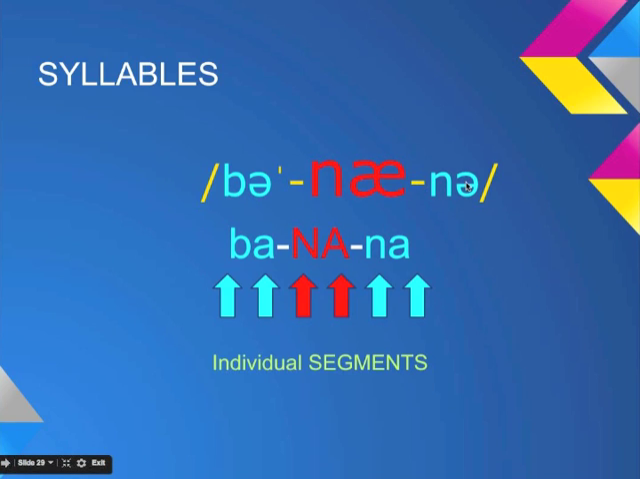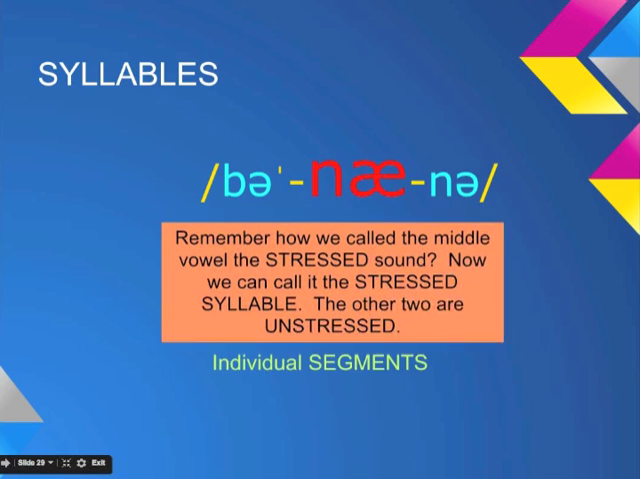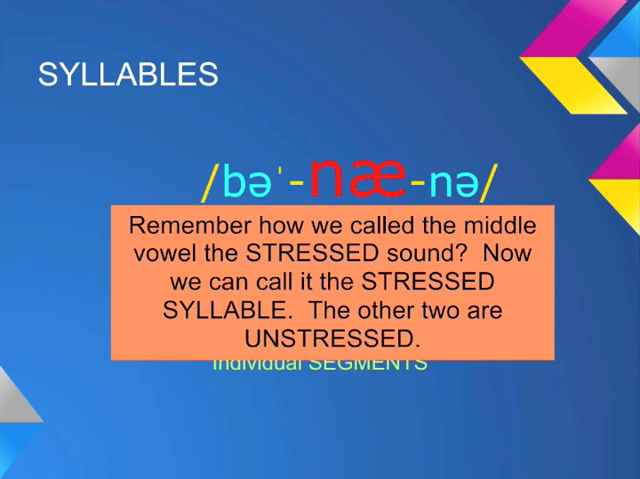Banana, banana. Remember how we called the middle vowel na the stress sound? Now we can call it the stressed syllable. The other 2 are unstressed. Banana.